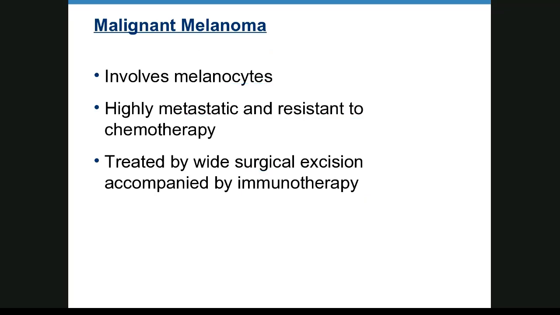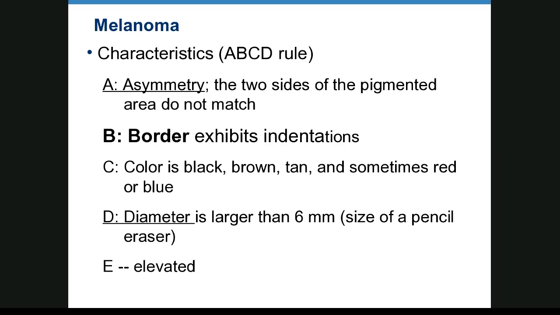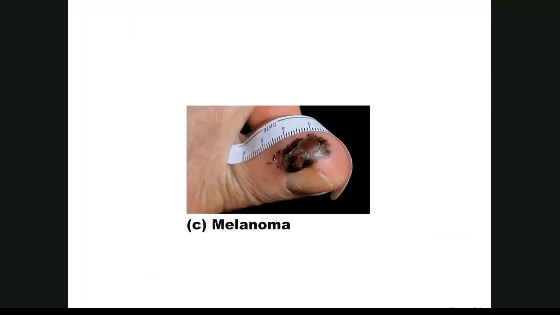Now here we have the characteristics, and it's really the ABCDE rule. Asymmetry. That's the two sides don't match. Border irregularity. Color, it may be black, but it could be brown, tan, red, or even blue, or have multiple colors in it. Once they get past 6 millimeter size, that's a pencil eraser, you're getting into serious trouble. And elevated increases the chance of that being serious. And this is melanoma here.